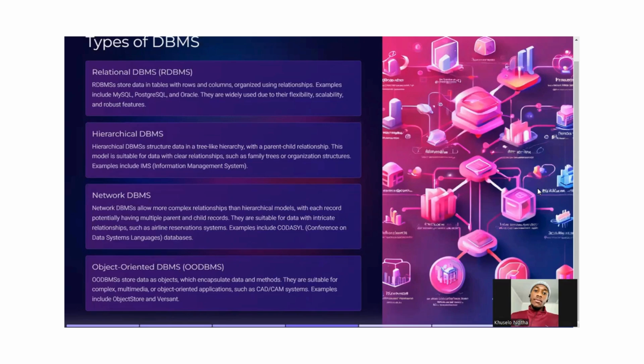Then we have hierarchical DBMSs. These structure data in a tree-like hierarchy with parent-child relationships. This model is suitable for data with clear relationships, such as family trees or organizational structures. They include information management systems. Then we have network DBMSs, which allow more complex relationships than hierarchical ones, with records potentially having multiple parent-child records. They are suitable for data with intricate relationships such as airline reservation systems.